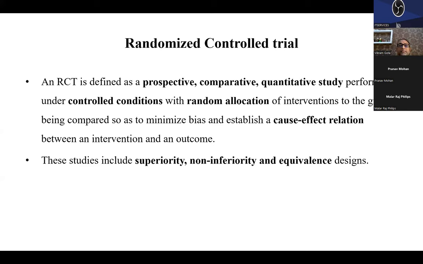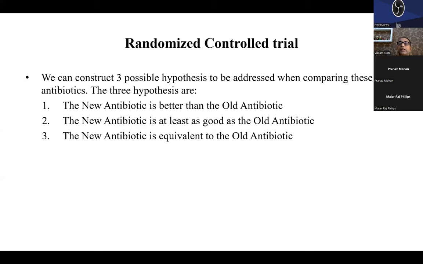As I said, these trials are largely done under three banners: superiority, non-inferiority, and equivalence. Just to put things in context, you are given a new antibiotic, and there is an old antibiotic. What are the different types of questions that can be raised with this simple issue of new and old antibiotic? The three possible hypotheses are: the new antibiotic is better than the old antibiotic, the new antibiotic is at least as good as the old antibiotic, and the new antibiotic is equivalent to the old antibiotic.